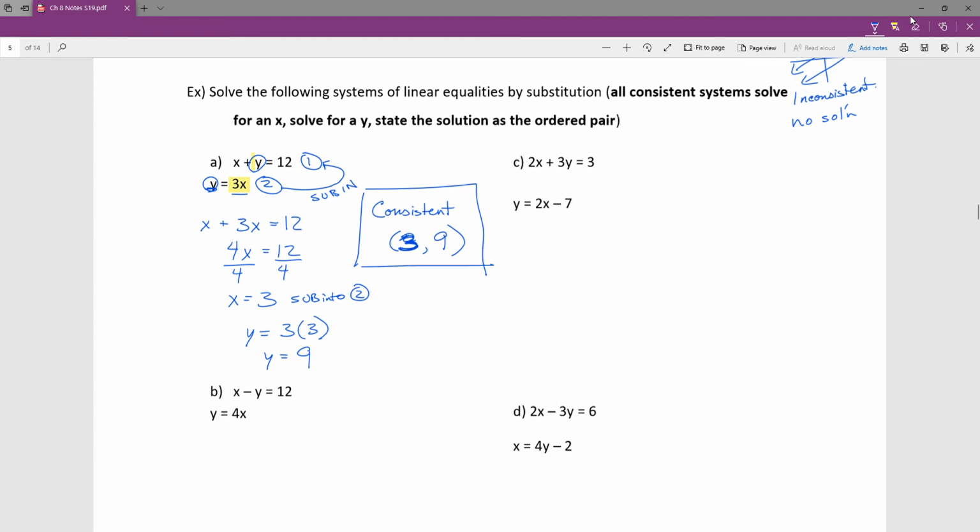Let's try another one of those. I've got another one here that's a little bit more complicated. We'll do that one together. So I've got two equations. I'm going to call this equation 1 and this equation 2. And I'm going to start off.